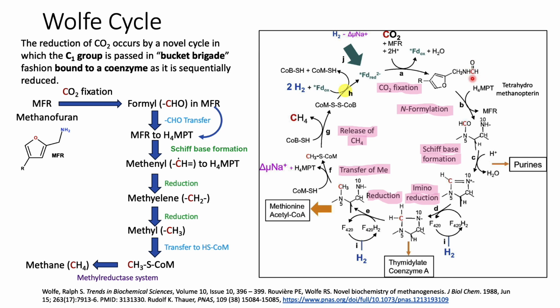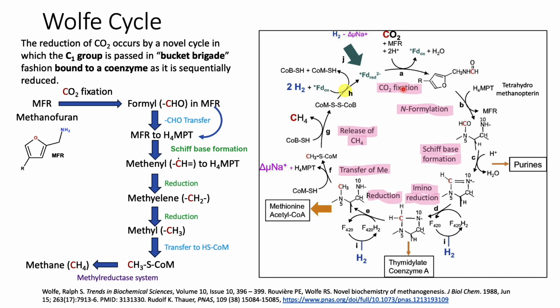So when we look here, we have the formyl group, and that formyl group is missing in this particular one. So that is how the first transfer takes place. And then the next stage is the Schiff's base formation. That leads to the double bonded compound, and further a methenyl functionality is formed here, which undergoes reduction to a methylene group, and this further undergoes reduction to a methyl group, and finally it is transferred to a cofactor. Then this methyl group is finally converted by the methyl reductase system to methane. So that is the overall reaction.